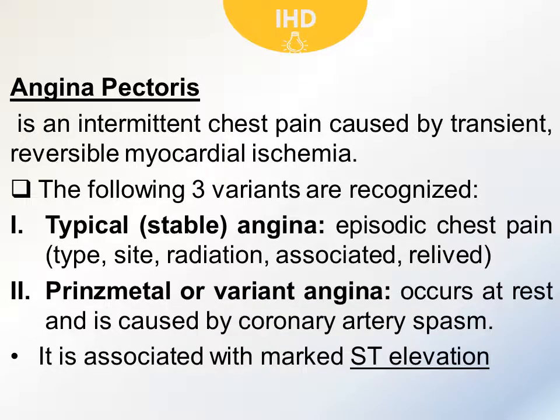Secondly, we have the Prinzmetal or variant angina, which occurs at rest and is caused by coronary artery spasm. Although such spasms typically occur on or near existing atherosclerotic plaques, a completely normal vessel can be affected. It responds to vasodilators. It is associated with marked ST elevation with increased R wave amplitude that presents during the anginal attack.